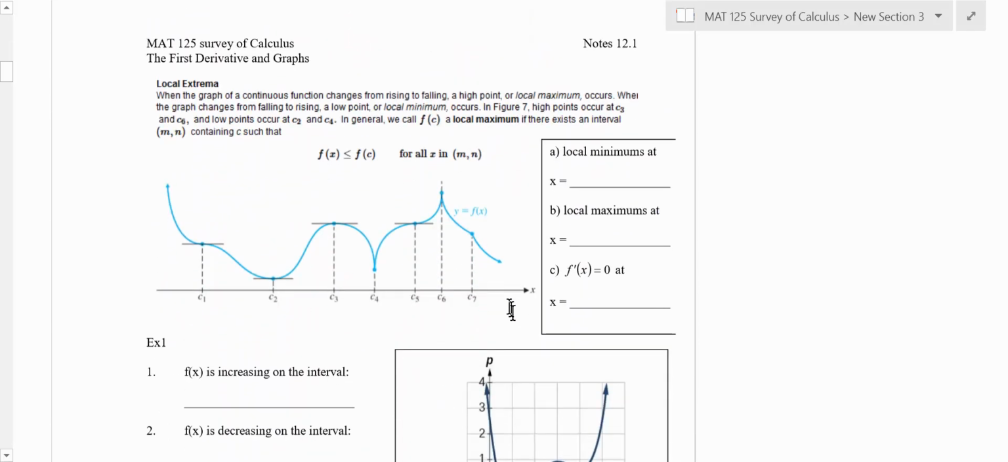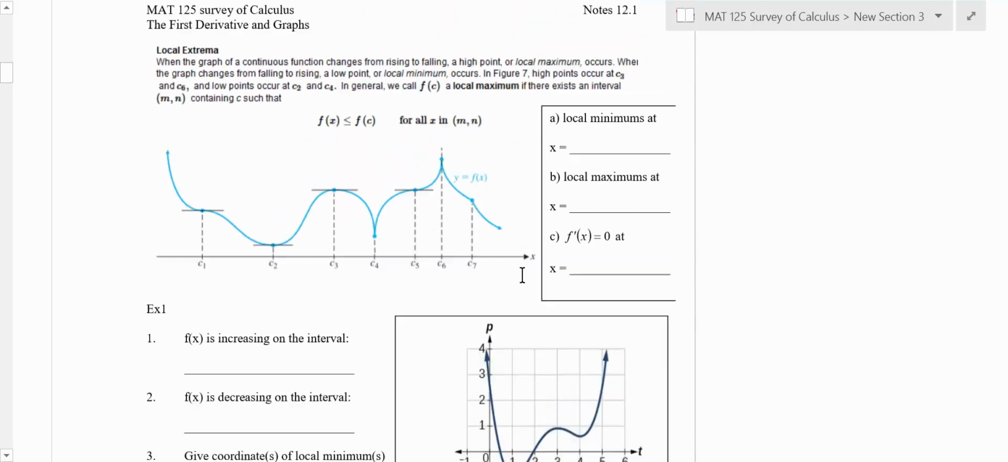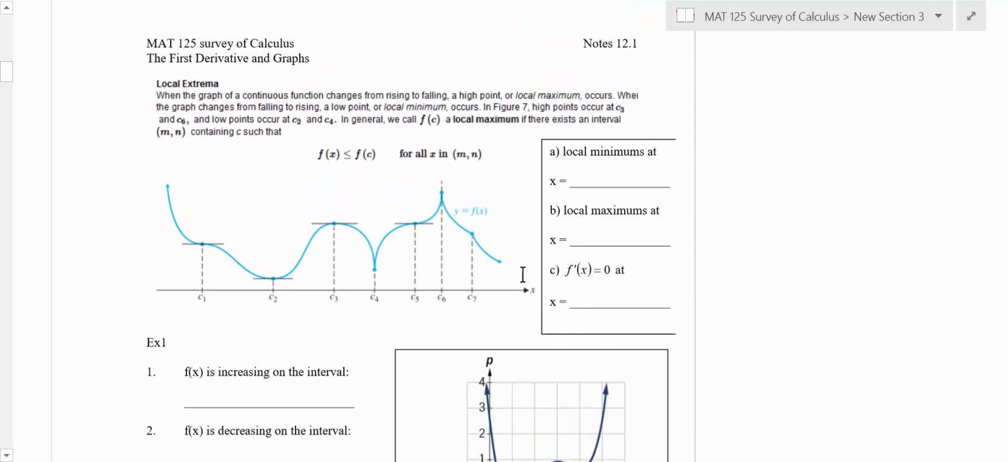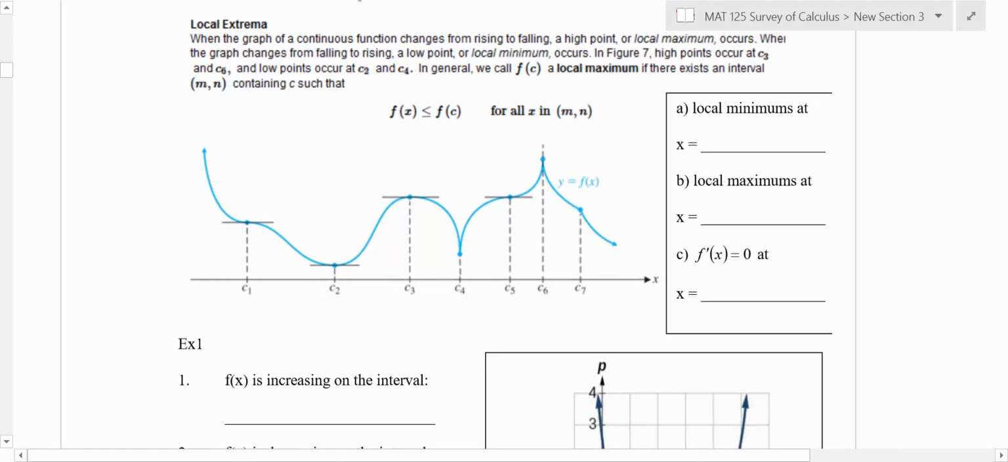All right, so the first thing I want to do on here is we're going to look at just graphs and identifying things. So let's take a look at this graph. I took this out of the book. We're going to look at where we have minimums and maximums.